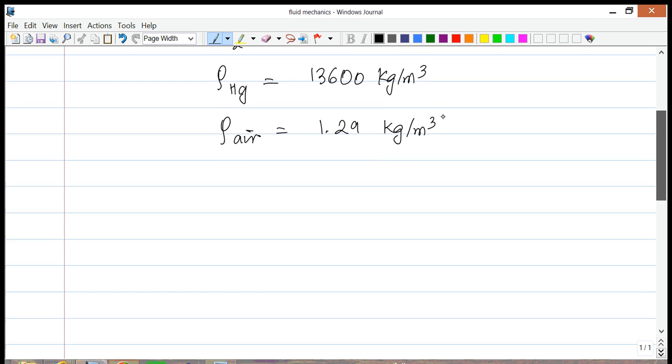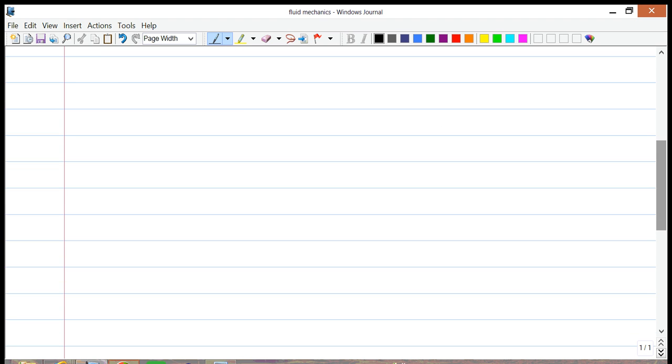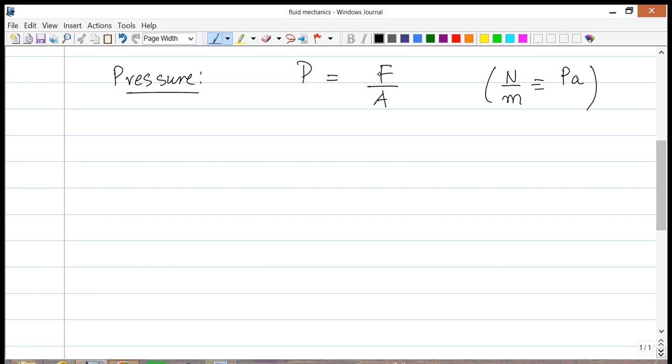What we'll do next is define pressure. Pressure, denoted by the symbol P, is equal to the force per unit area. We measure pressure in newtons per meter squared, but it's a fairly important quantity, so it has its own unit. We call it the pascal.